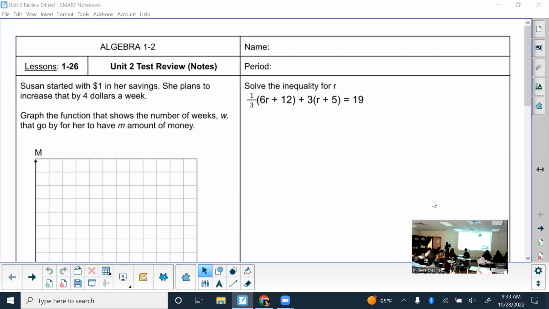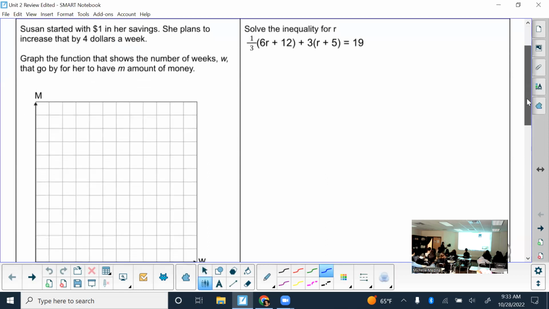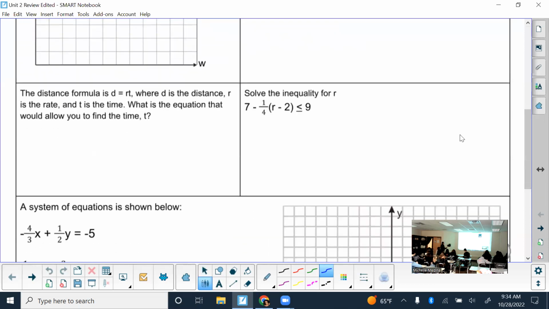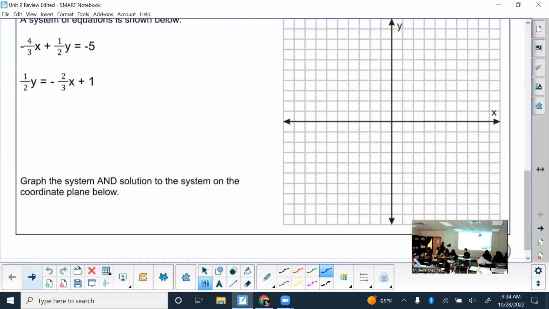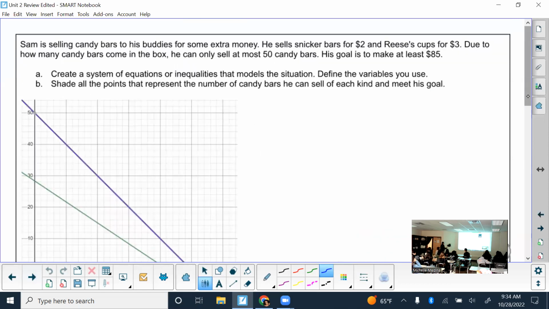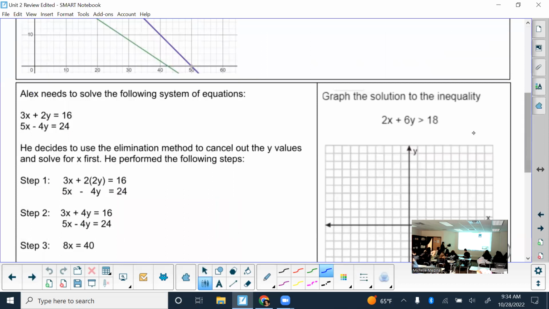So this review was made by a different teacher who literally looked at the test and just changed the numbers. Some of these look really difficult, and today's the day to ask about them and see an example of them. That way, when you see it on the test, you're not completely confused. And of course, this isn't all the questions, there's still some more.